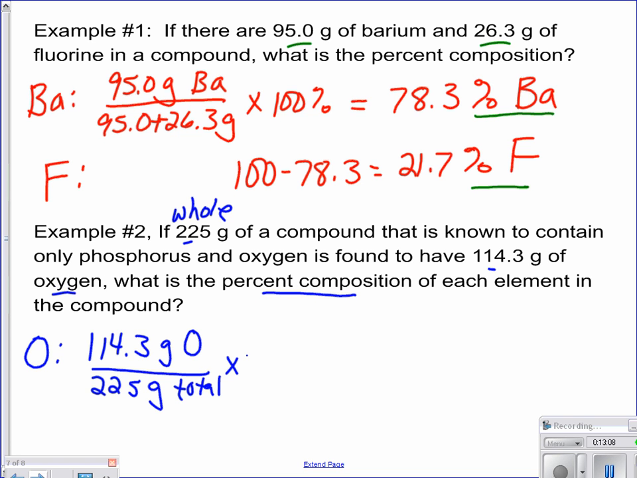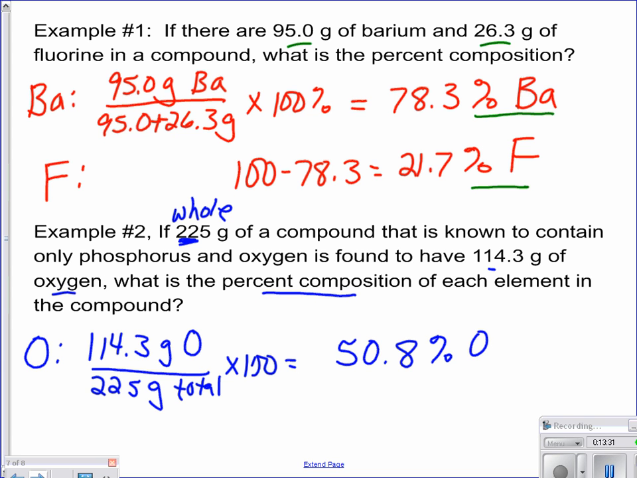So we go through our math and get 50.8% oxygen. And again, I'm going to stick with the idea that here my lowest number of sig figs is 3. I know I have 4 in the other number, but I have 3 sig figs right there. So that's part of it.